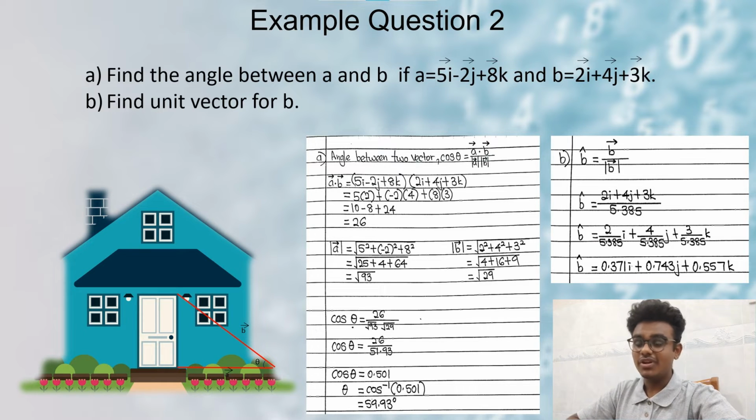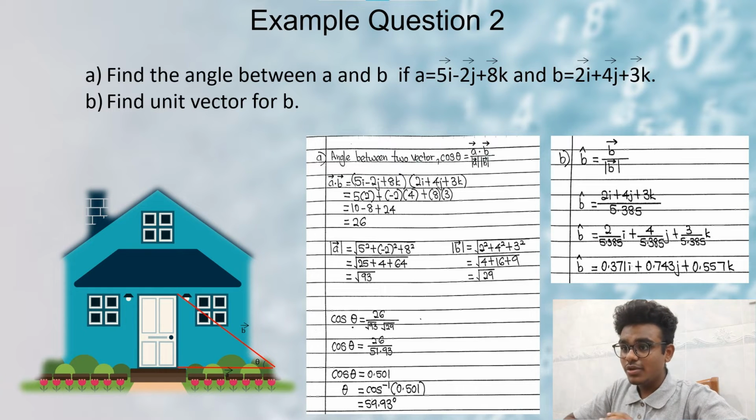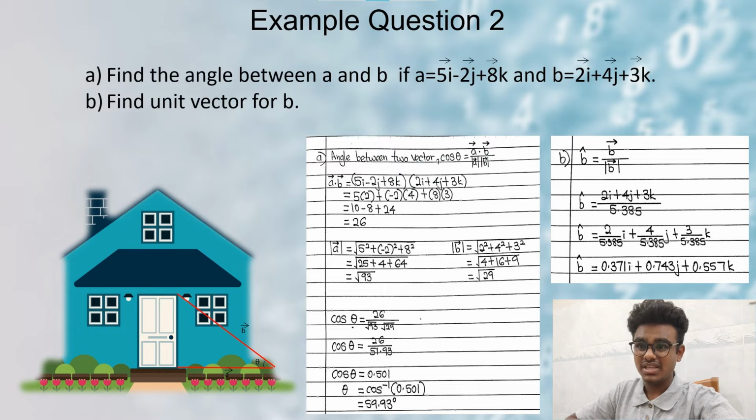So today I would like to discuss how to find the angle between two vectors and also unit vector. So the first question is, find the angle between A and B vector if A vector is 5i minus 2j plus 8k and B vector is 4j plus 3k.